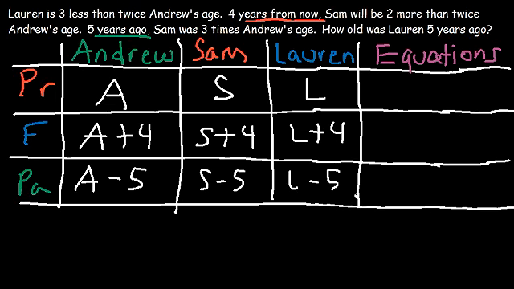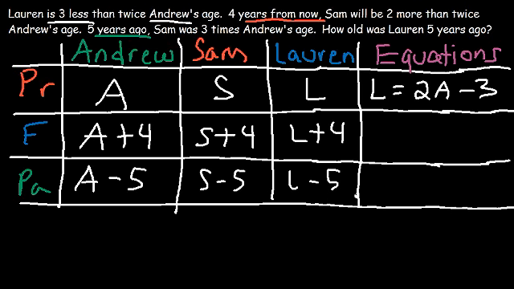Now, what about the equations? The first equation is associated with the present. Lauren is 3 less than twice Andrew's age. So L is equal to 2 times Andrew's age, twice Andrew's age, less 3.